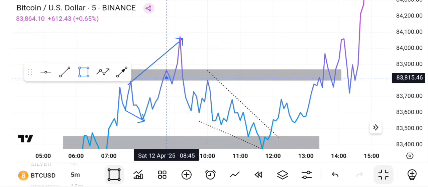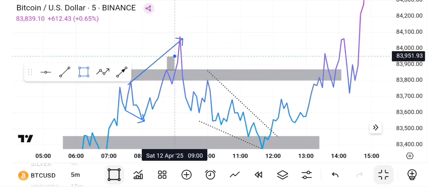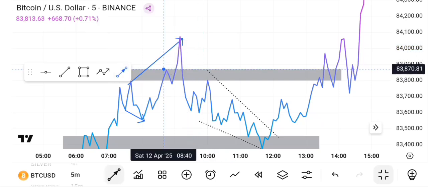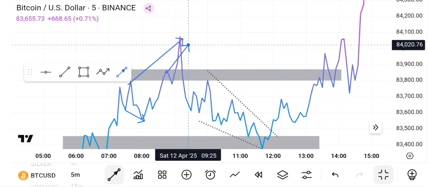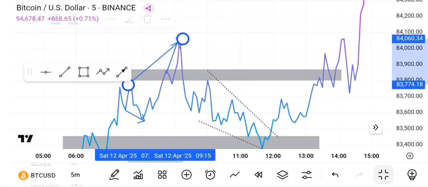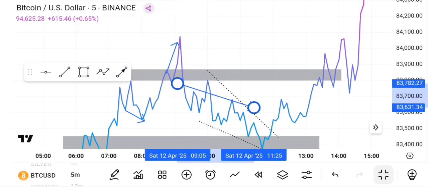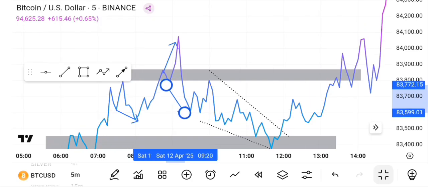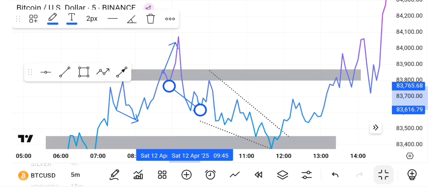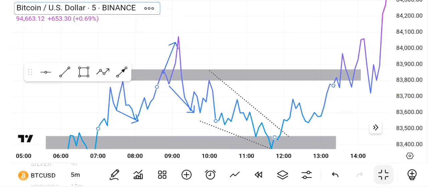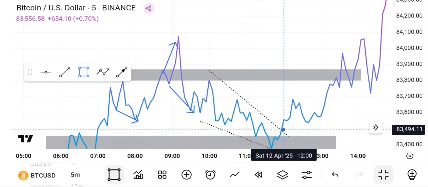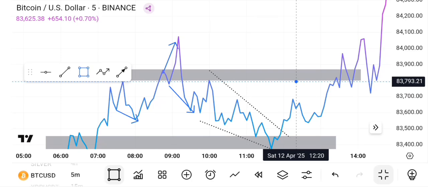In fact, we still have another one even inside this region. We have a higher high and a lower low. So when the price came to this region, the price reacted and sold for a while. When the price came to this point, it went down, consolidated, and after the consolidation, it broke going upward.